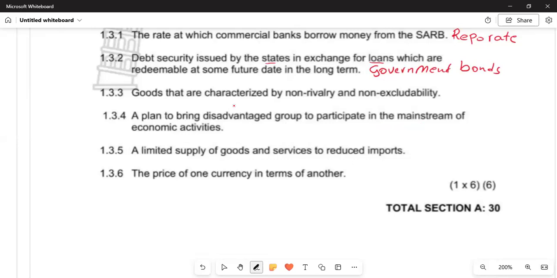Now, the goods that are characterized by non-rivalry as well as non-excludability. So what is the term there? Public goods. Public goods. Now moving on to 1.3.4.